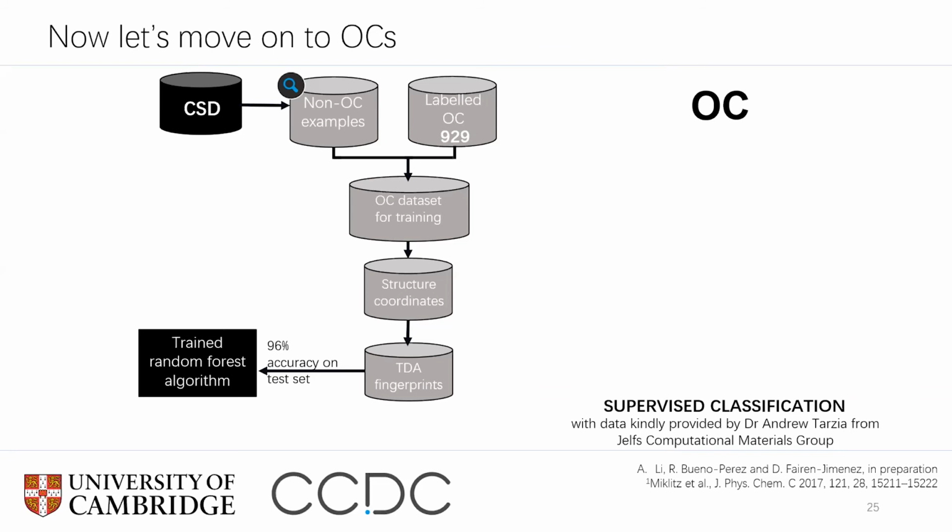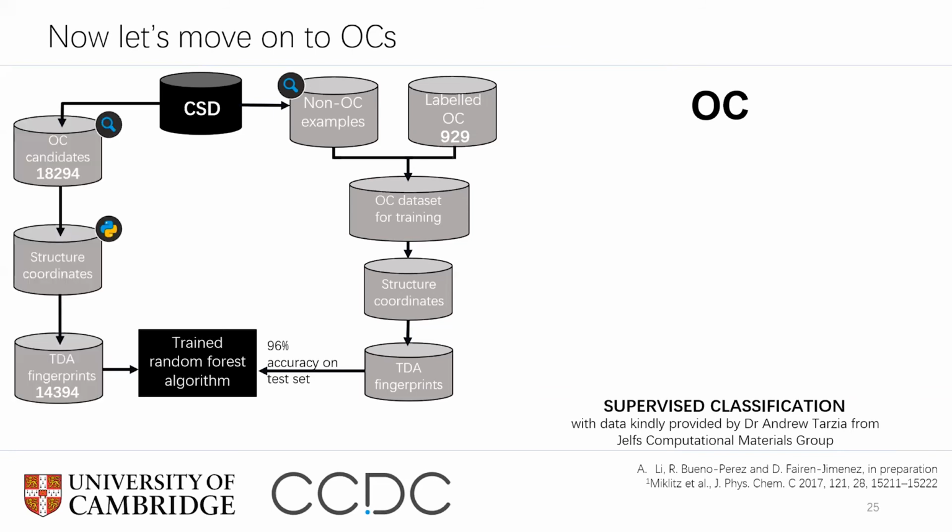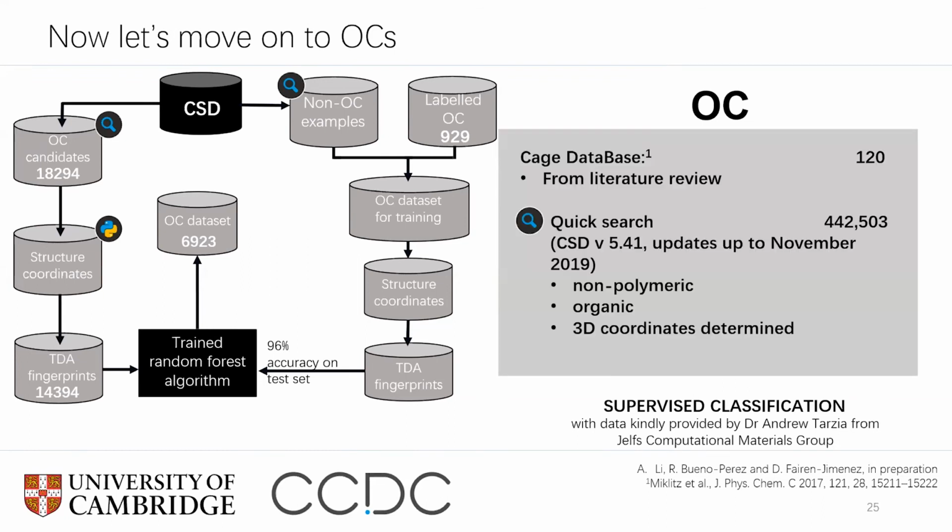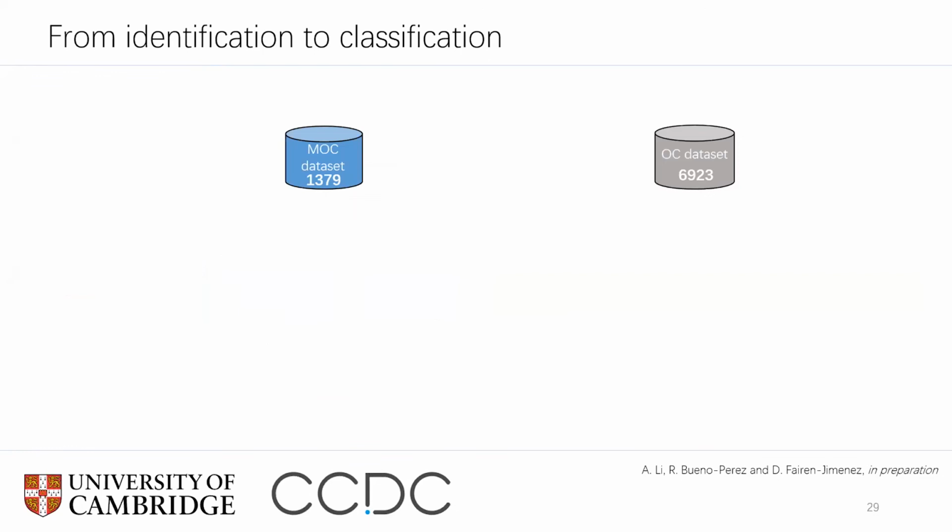And then I did the same thing that I did for metal organic cages. So I used ConQuest queries to downsize the initial 400,000 structures to 18,000, extracted the coordinates and calculated fingerprints. And I input that in the random forest to predict the cages from this. So I obtained 7,000 of them. So basically I ended up having 1,000 metal organic cages and 7,000 organic cages.